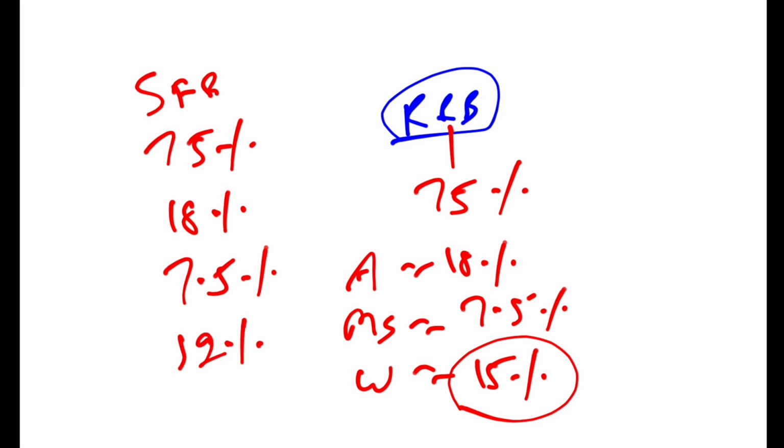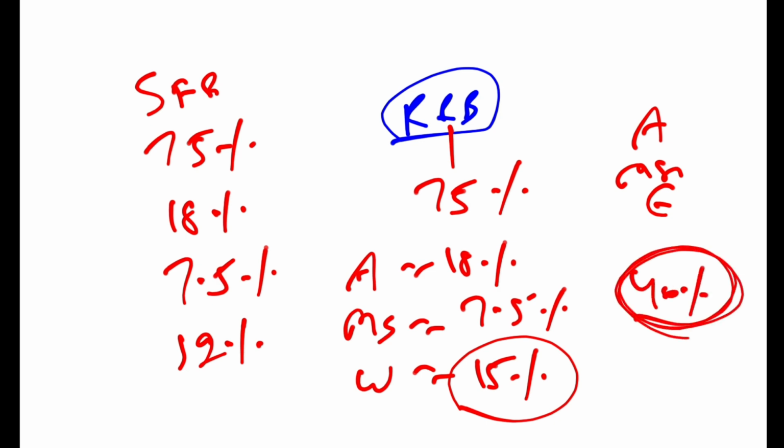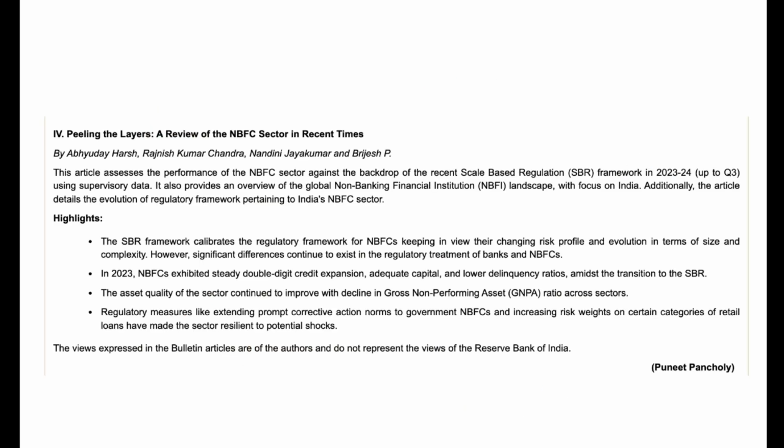Weaker sections of the society, right? And which are the priority sectors? Agriculture, MSMEs, education, housing, renewable energy. I mean, all of these are priority sectors. So banks are mandated by the RBI to give 40% of the loan money that is available to the priority sectors, right? Okay. Now, a review of the NBFC sector in the recent time.